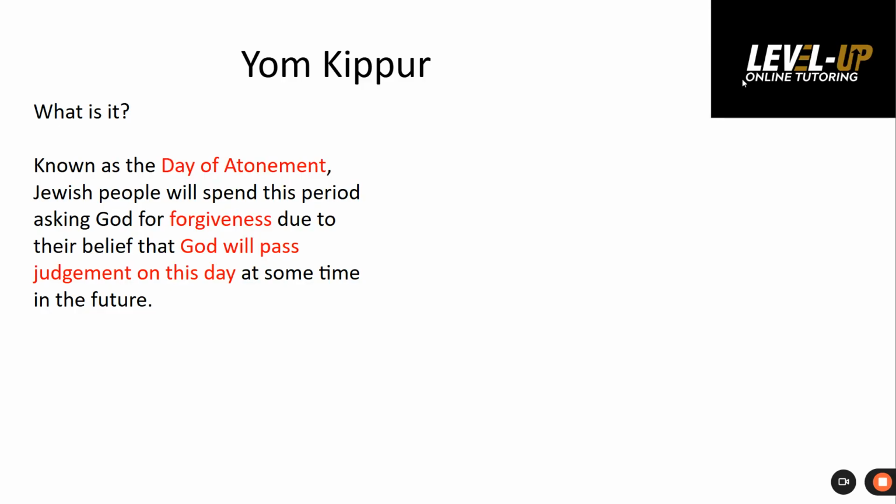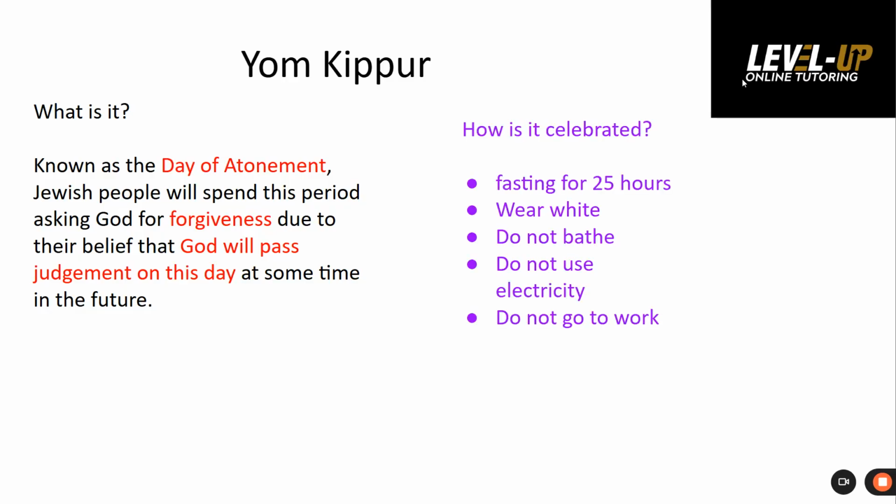So it's so important for them to ask for forgiveness on this day, because they believe that Yom Kippur, at some point in the future, is when God will actually pass that judgment onto the Jewish people. So if you have lived a good life, you'll be able to go to heaven. If you've lived a bad life, you won't be able to do so. You'll go to hell. Now, how do they celebrate this?